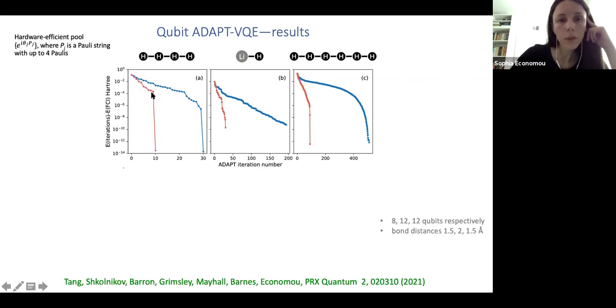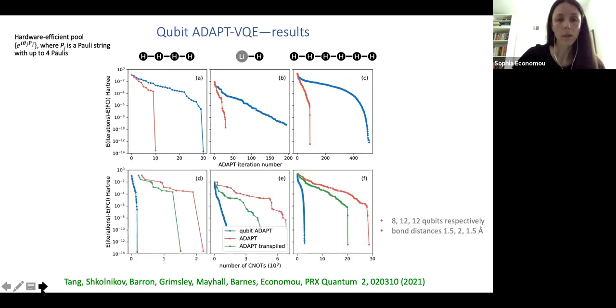So what you see here is the original, the fermionic case I showed you before. Here you have fewer parameters. So this ADAPT iteration number means how many operators am I appending to get convergence. And you see here that the fermionic one appears to do better. And that's not surprising because I'm lumping multi-qubit things with one parameter in the exponent. So it's not surprising that I would have fewer optimization parameters.